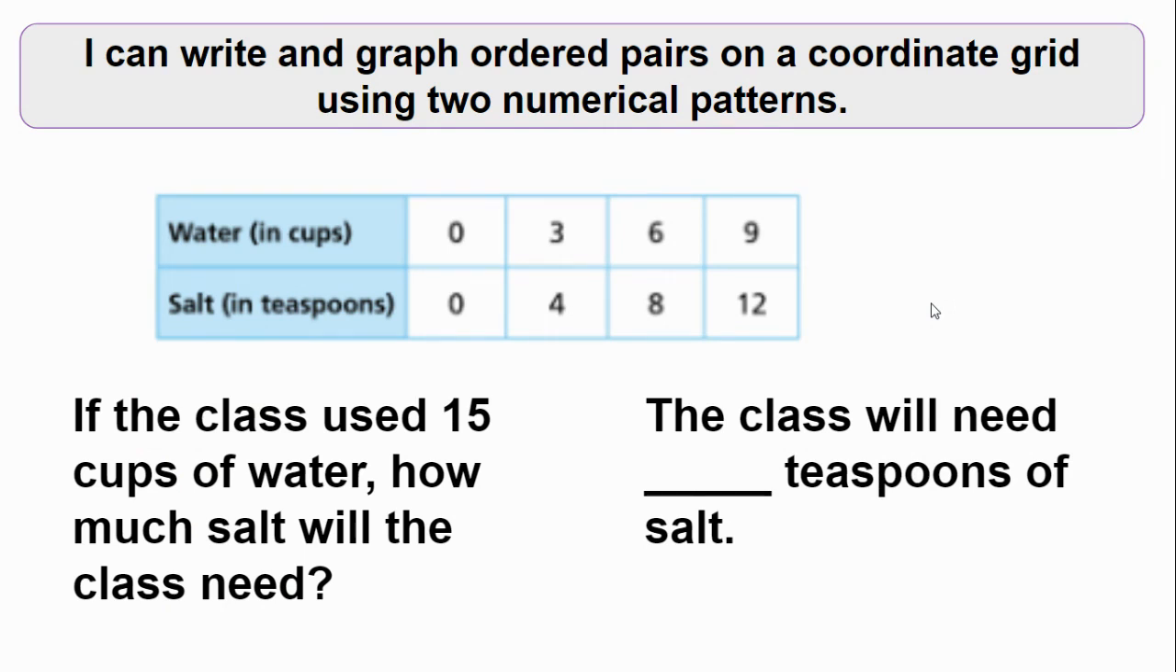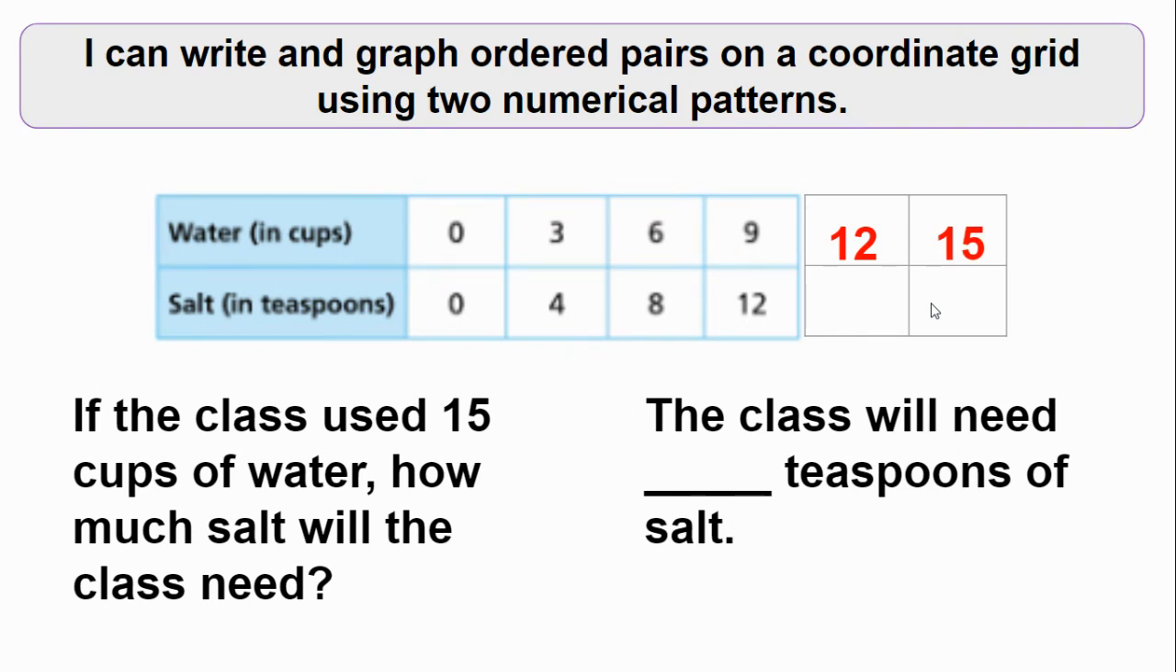Moving along, I want to know if the class used 15 cups of water, how much salt will they need? So I have my table of water and salt up above, and I know I'm going to have to continue my table. So I need to find the water. So I know that my pattern for water is adding 3 each time. So 3 plus 3 is 6. 6 plus 3 is 9. I need to add 3 to 9 to get me 12. Add 3 more gives me 15.